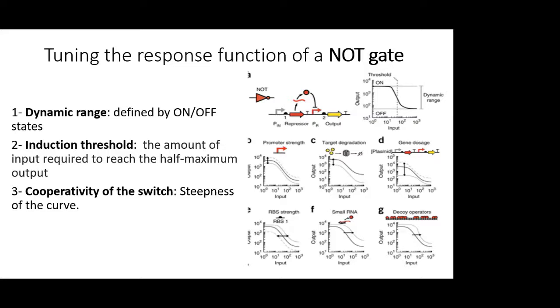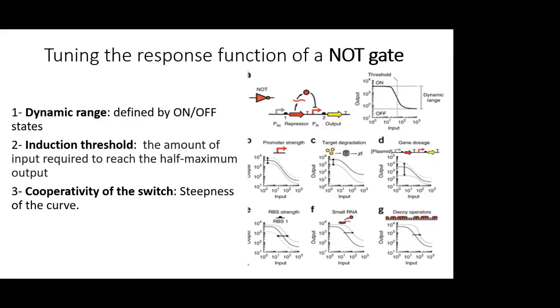For example, to change the dynamic range of the response function of this NOT gate, you can change the promoter strengths. Increasing or decreasing the promoter strength can affect the dynamic range. It can change the shape of the response function up and down. You can shift it up and down.